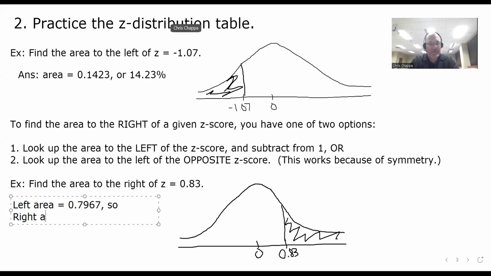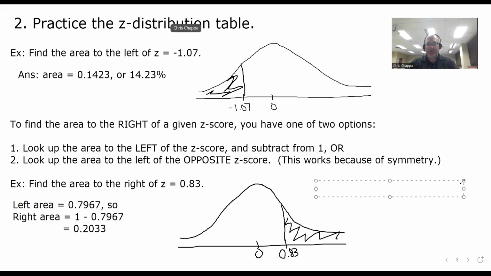The right area is 1 minus that 0.7967, and that equals, let's see, 0.2033. And that's what the right area would be. Or we could do something different.